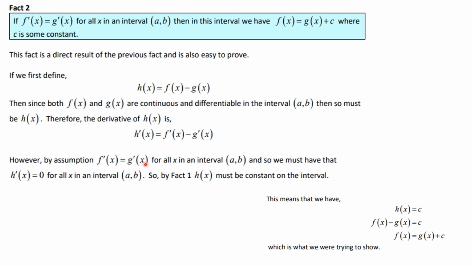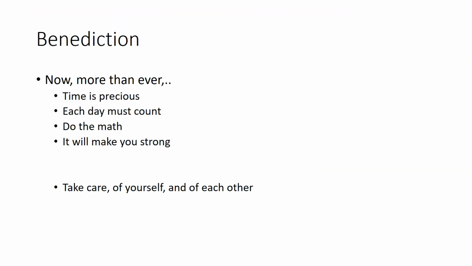So this is true, and so we have h prime of x is equal to 0. But that means that h of x is equal to a constant, and we plug in what h of x is, and we get our conclusion. This will be important when we talk about antiderivatives very soon.